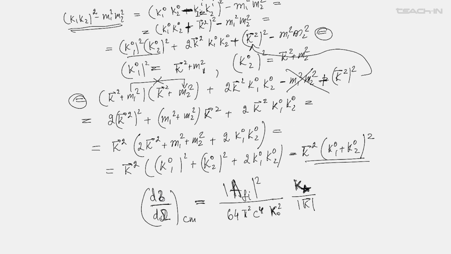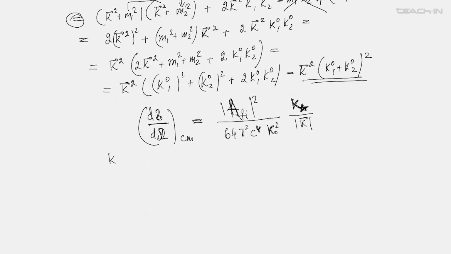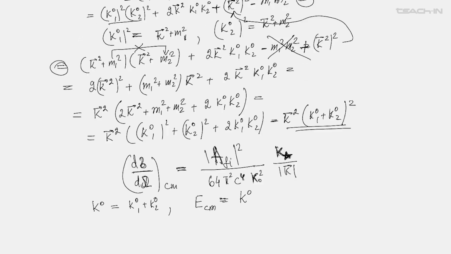K0 is K10 plus K20. This means that I can introduce the energy in the center of mass frame, and this is just K0. Any questions here? Do you understand how I computed this quantity?